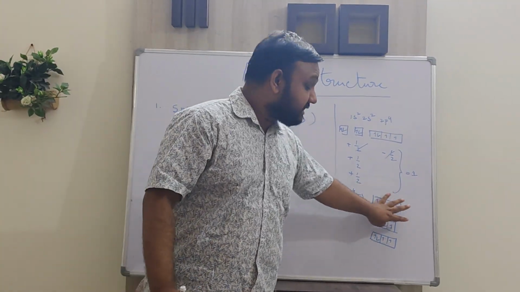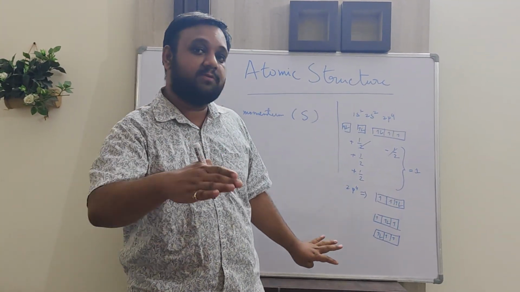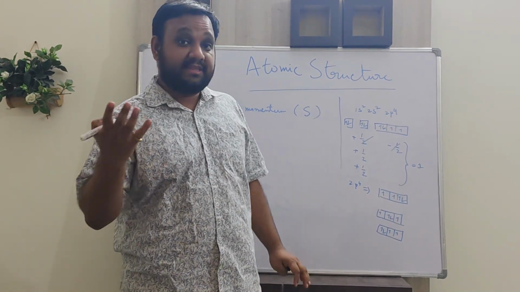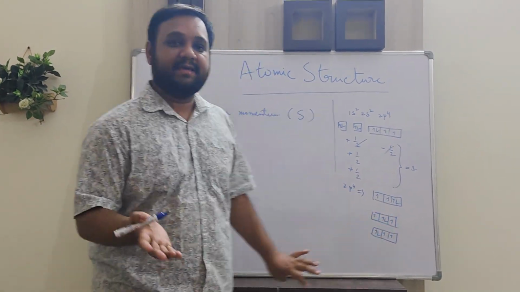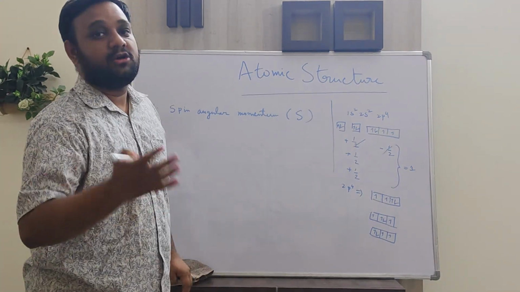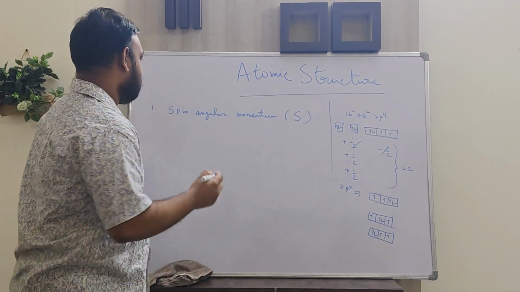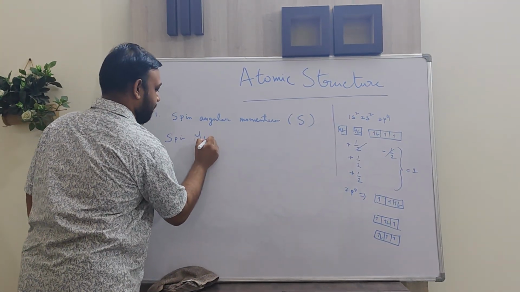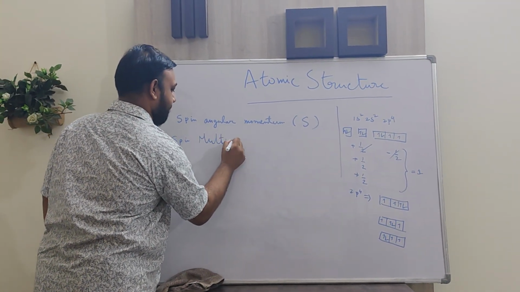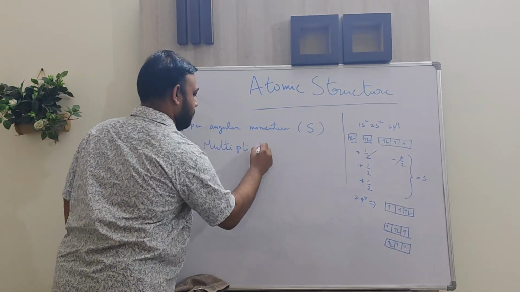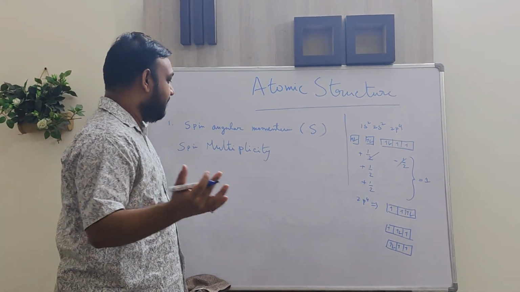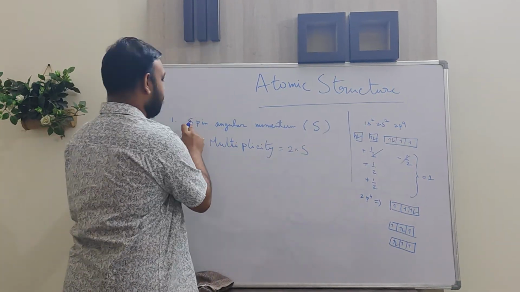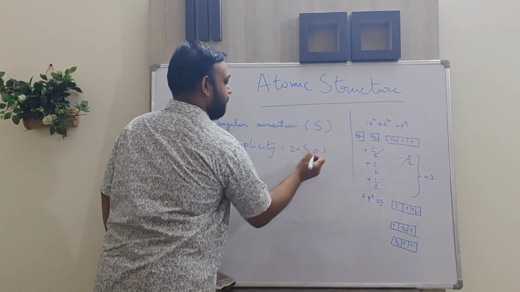So 3 different scenarios mean 3 different possible states. This is called spin degeneracy. This spin degeneracy implies the total spin multiplicity. So what is spin multiplicity? Spin multiplicity is nothing but 2 times the total spin angular momentum plus 1.